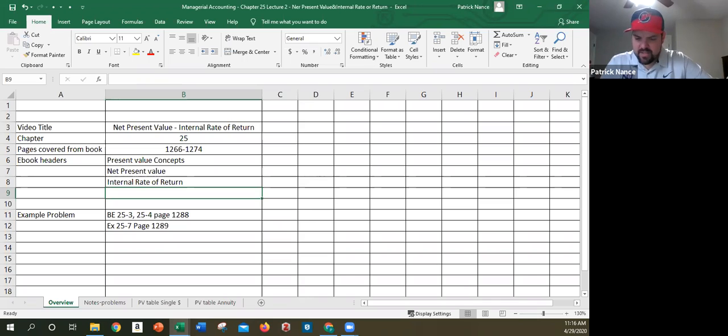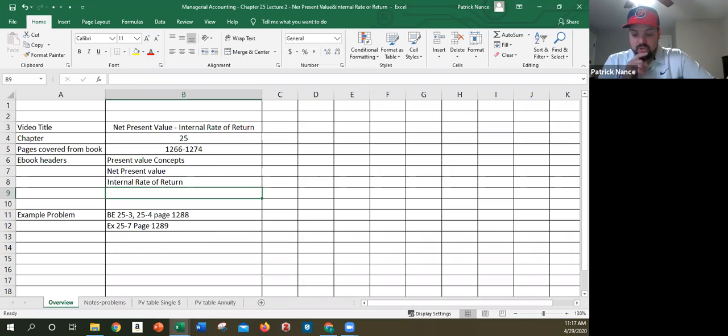So page 1267 says the present value of an amount. If you were given the choice to receive $1 now or $1 3 years from now, you should prefer to receive $1 now. Why? Because you can invest it and earn interest for 3 years. We know it's only $1, but still, it's worth more. So if I invest $1 for 3 years at a rate of 12%, and you can see how they do it, they take $1 times 1.12, then 1.12 times 1.12 and so on to get 1.404 at the end of 3 years.